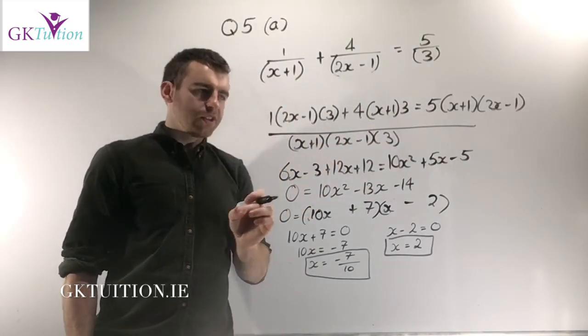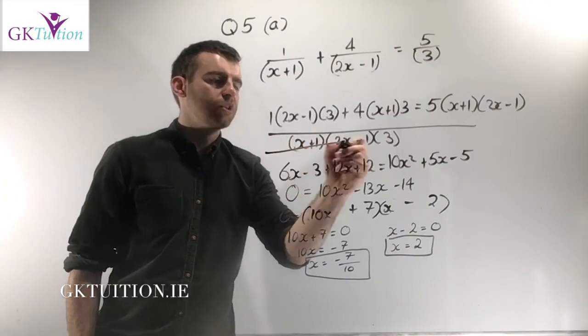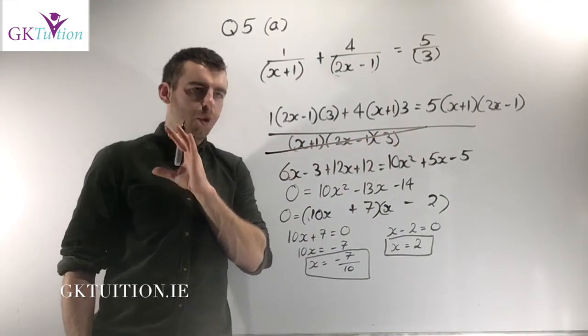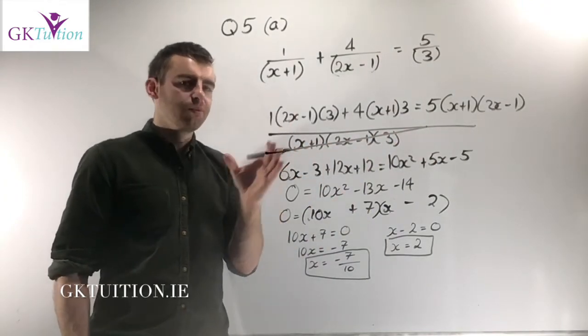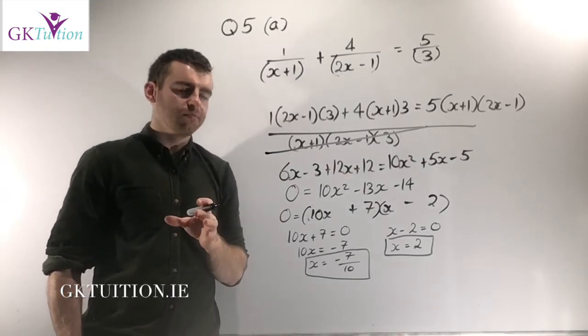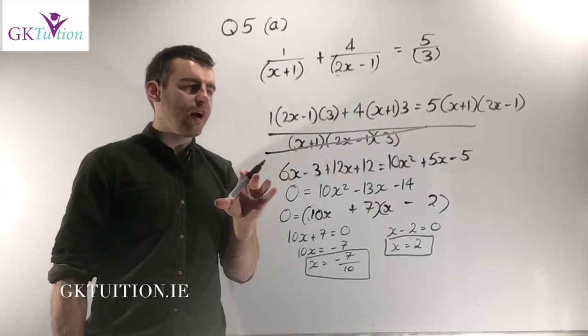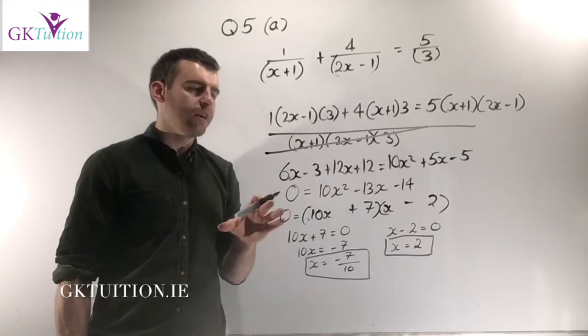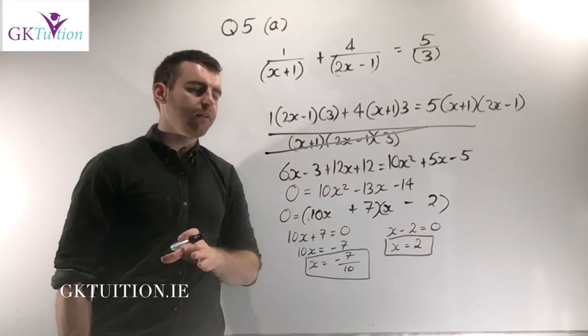Now if you have a fraction with an equals on the top, you can just ignore your denominator. The whole point of getting a common denominator when there's an equals there is to eliminate the fraction. Because there's an equals on the top of the fraction, I can just eliminate the denominator. And then we just need to multiply it out.